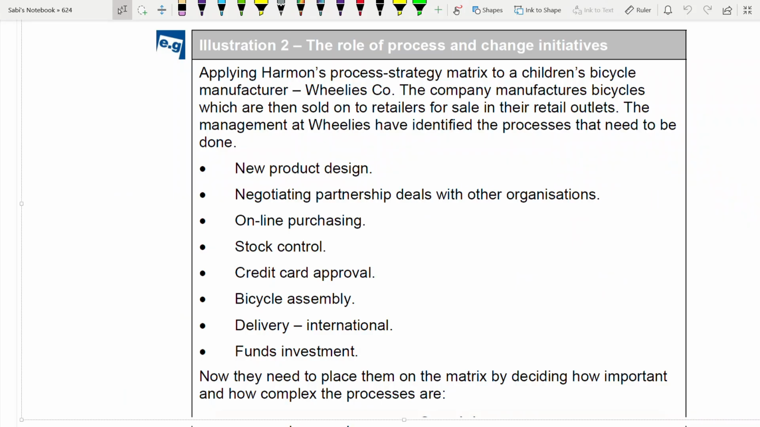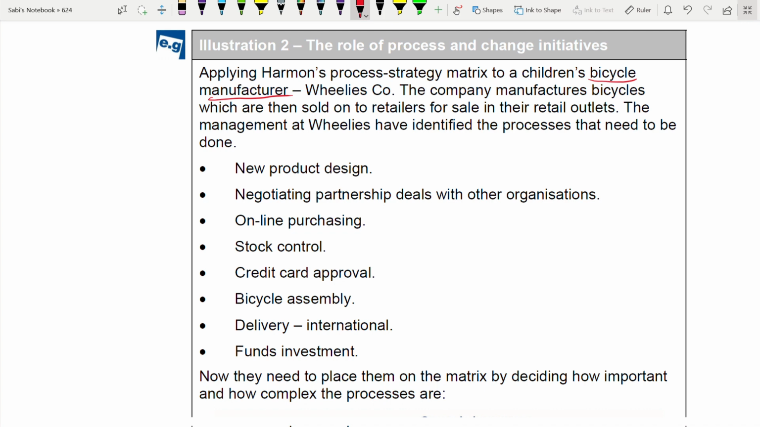In this question, we are going to apply Harmon's process strategy matrix to a children's bicycle manufacturer. Here you have been given all the processes. You need to fit them in the boxes: new product design, negotiating partnership deals, online purchasing, stock control, credit card approval, bicycle assembly, international delivery, funds investment.